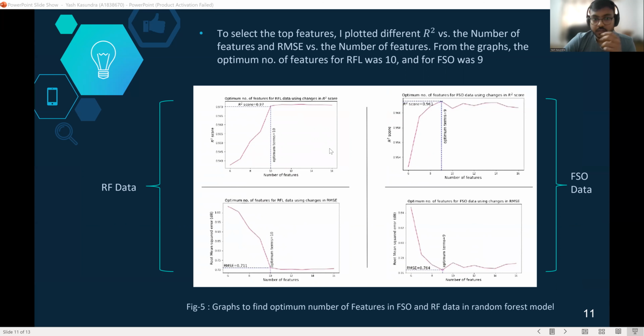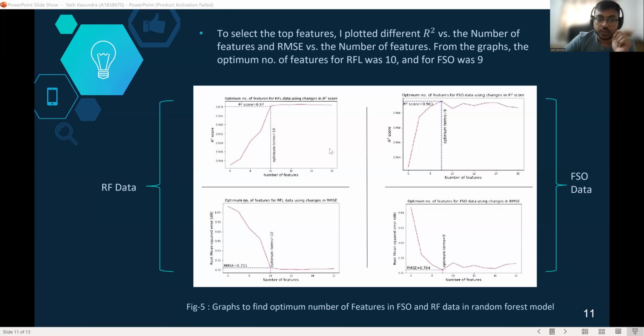In this graph, as the number of features increases, the R-square value increases up to a certain point, and then it plateaus over time. The point at which it stops increasing is the optimal number of features that we can keep for training our model.